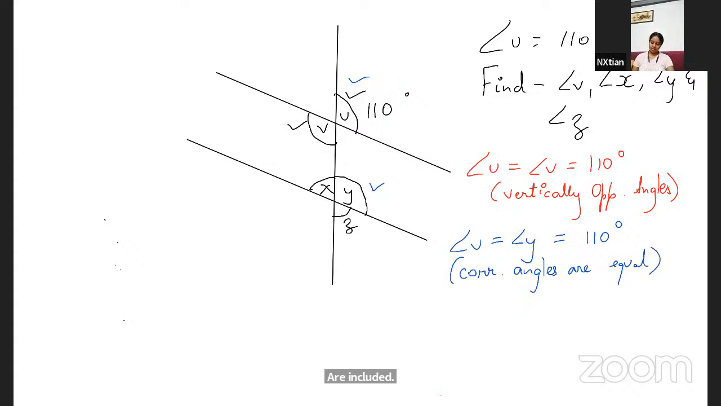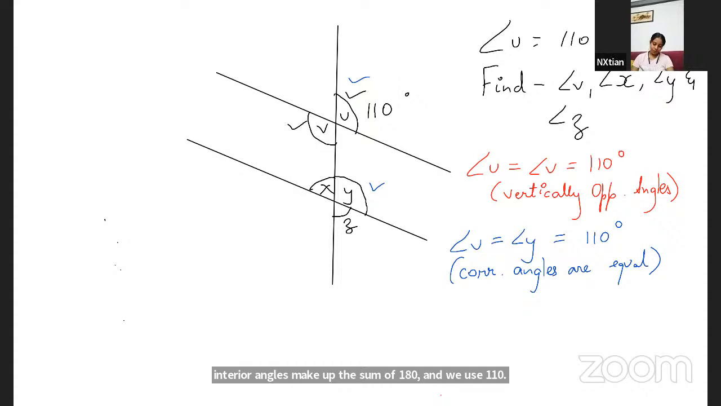Excuse me, ma'am. Will x be 70? Yes, Anaya, x will be 70. Can you give me the reason for it, Anaya? Because v and x are interior angles, and interior angles make up the sum of 180, and v is 110. Very good. That is correct.